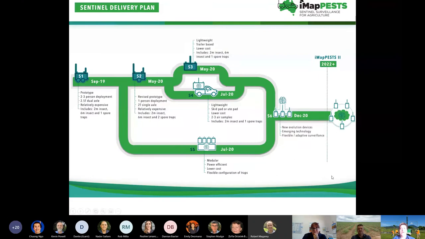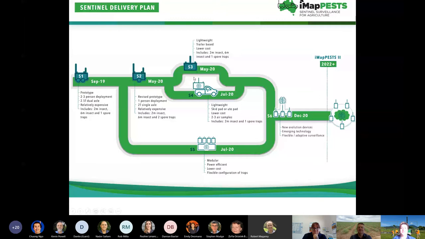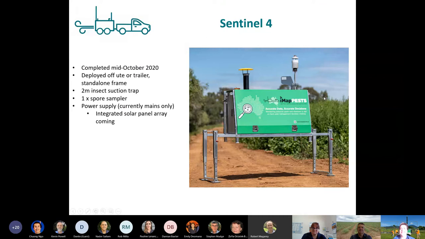During lockdown, we also revised the delivery of future sentinels based on learnings from Sentinels 1, 2, and 3. So the idea is that Sentinels 4, 5, and 6 would be more flexible, more cost-effective, and we could adapt them for different industry needs. So I'll skip through to Sentinel 4. So this is our latest unit that we have rolled out recently, just a couple of weeks old. You'll notice this is much smaller than Sentinels 1 and 2. It features one spore sampler, one 2 meter trap, and an onboard weather station.